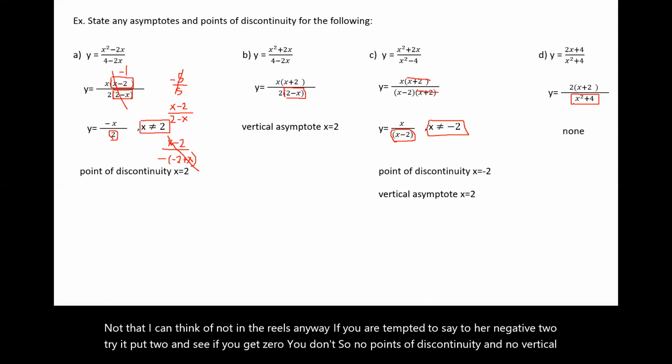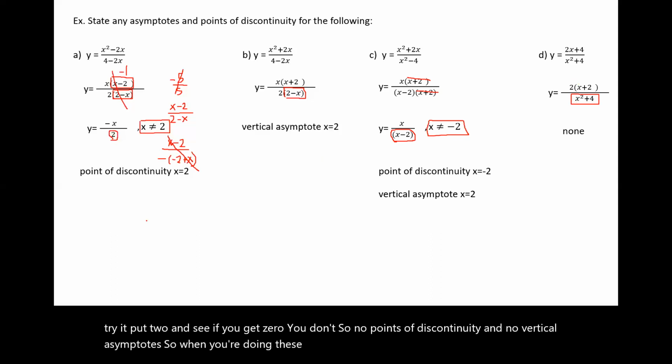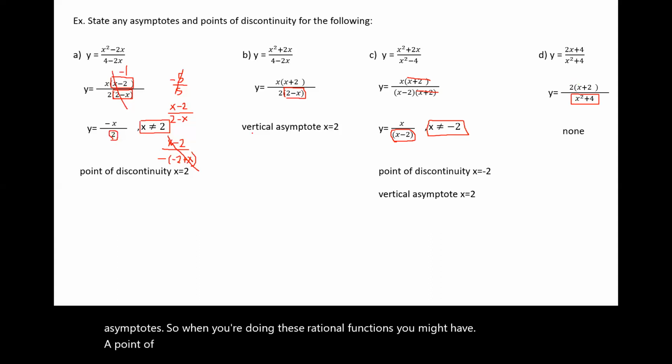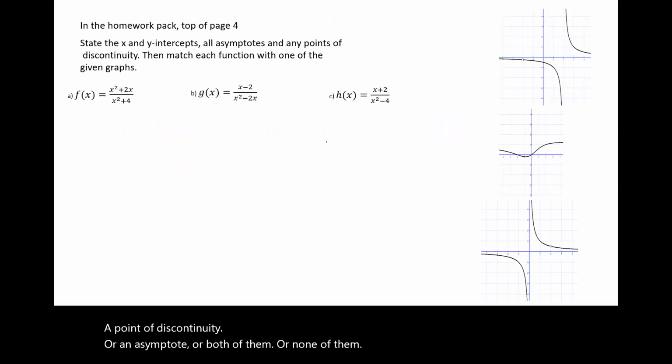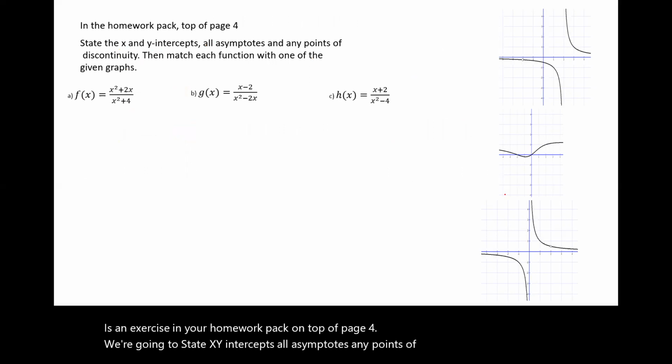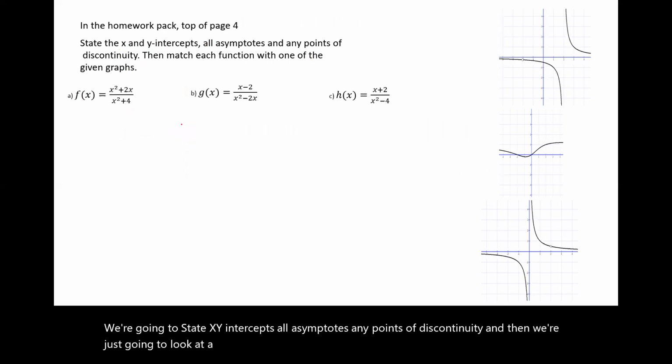So when you're doing these rational functions, you might have a point of discontinuity or an asymptote or both of them or none of them. How does this help? There's an exercise in your homework pack on top of page 4. And we're going to state x and y intercepts, all asymptotes, any points of discontinuity, and then we're just going to look at a graph and figure out which one matches our function. That should be quicker than having to draw the entire thing.